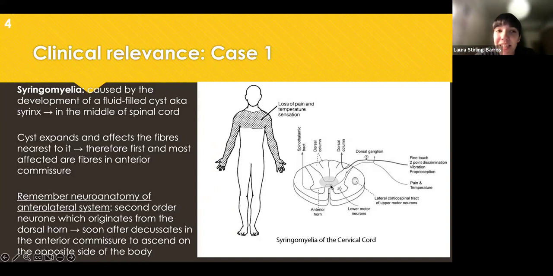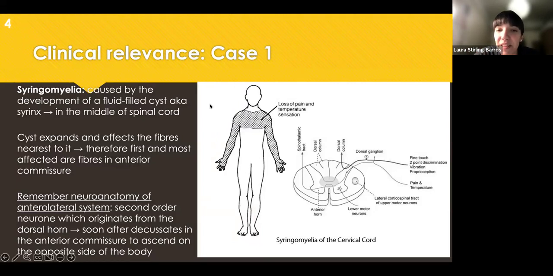So essentially, in this really rare disease, but it helps to understand and it comes up in your syllabus, there's a cyst growing in the middle of the spine, and it initially wipes out the anterolateral system because that's where the neurons are decussating from one side to the other to ascend contralaterally.